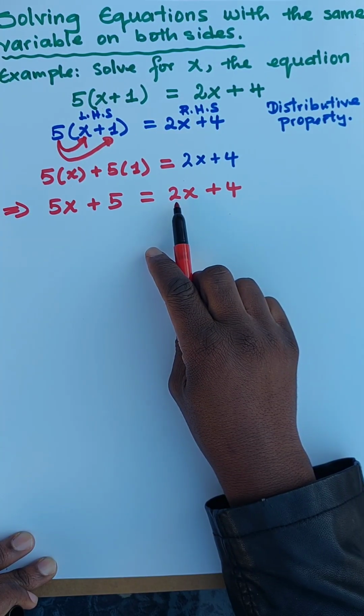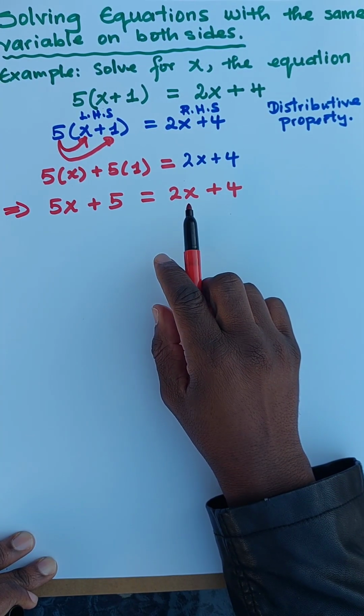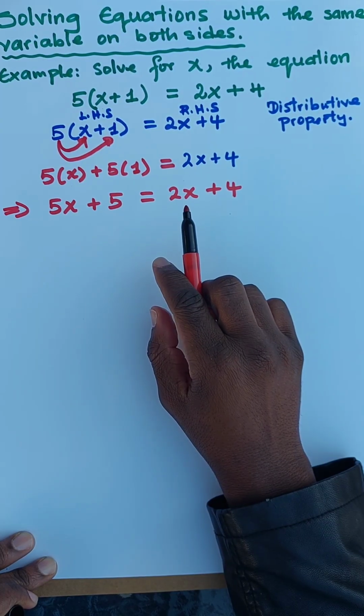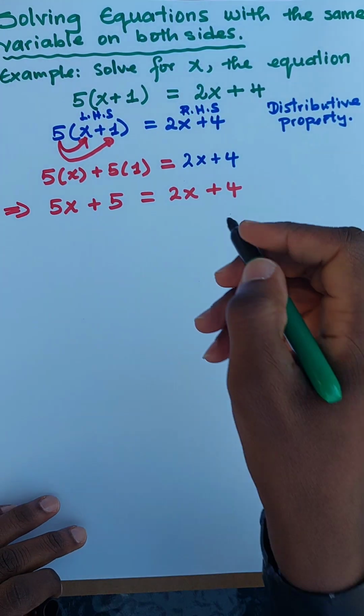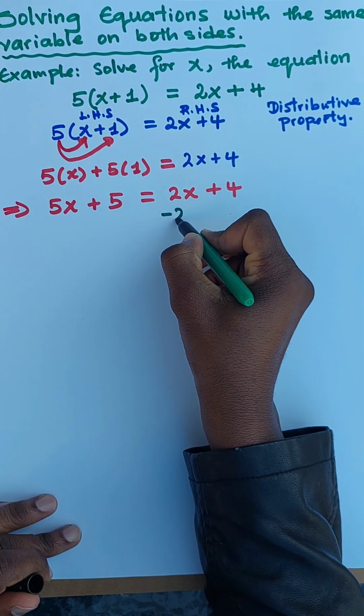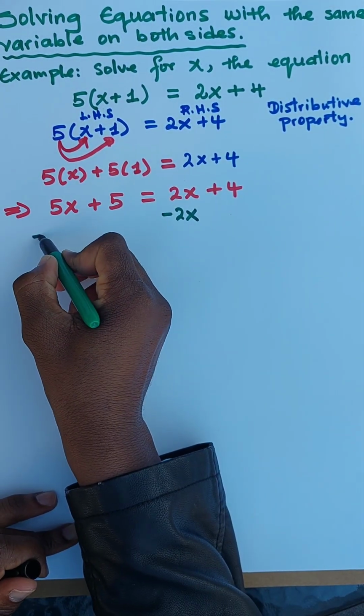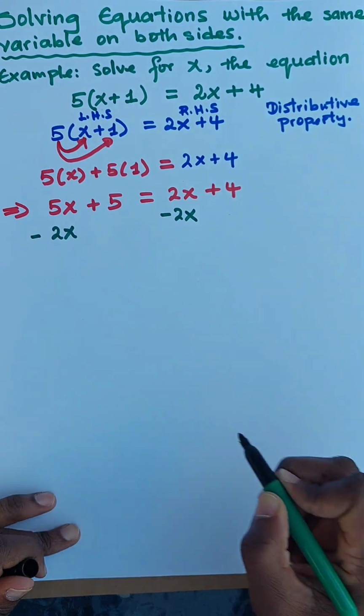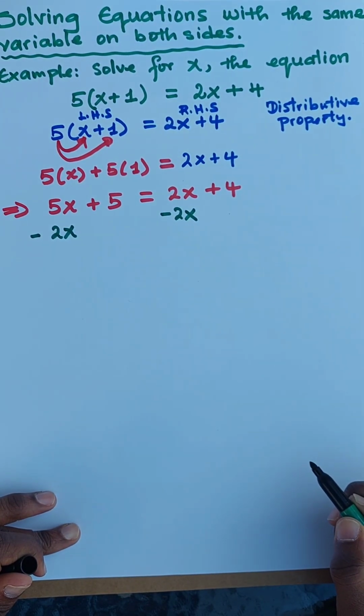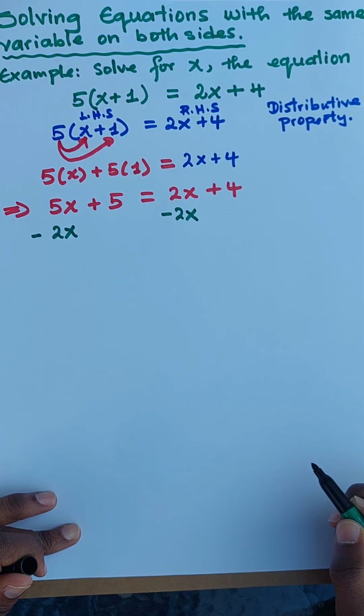The smaller number is 2. We will subtract the smaller number from each side. So we will subtract 2x on the right hand side, and on the left hand side we will also subtract 2x. This is a law of equations: whatever you do on the left hand side, do the same thing on the right hand side. Whatever you do on the right hand side, do the same thing on the left hand side.